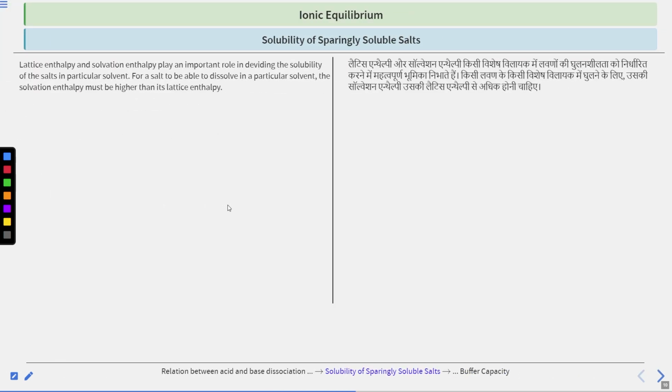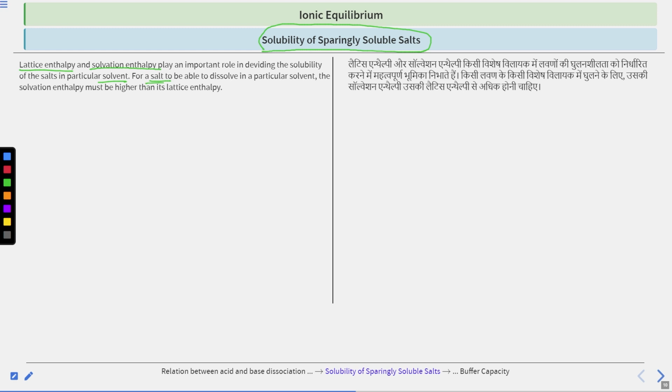Now, solubility of sparingly soluble salts. Lattice enthalpy and solvation enthalpy play an important role in deciding the solubility of salts in a particular solvent. For a salt to be able to dissolve in a particular solvent, the solvation enthalpy must be higher than its lattice enthalpy. So how are they related?